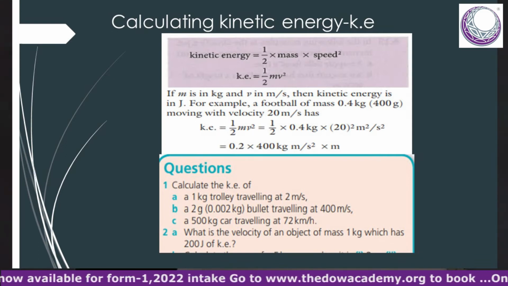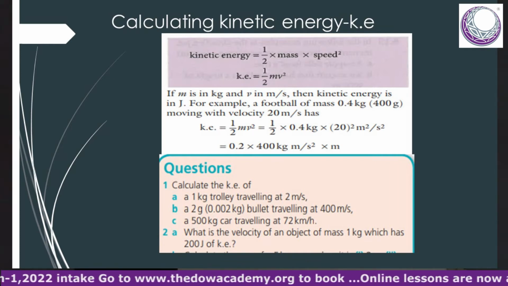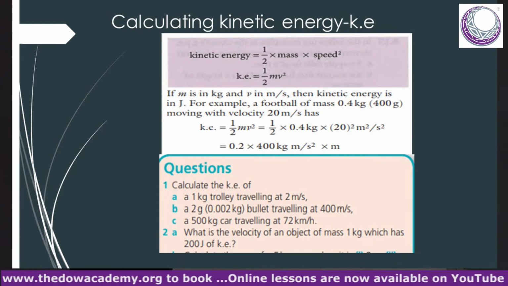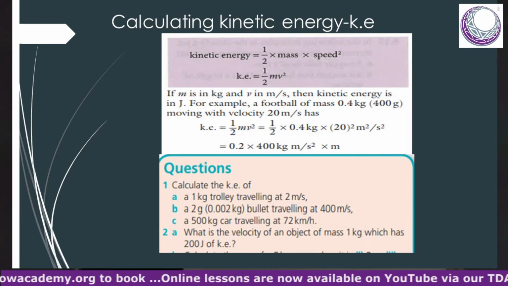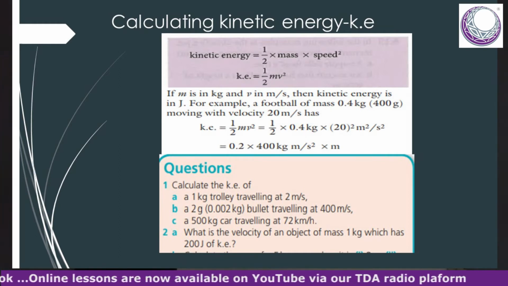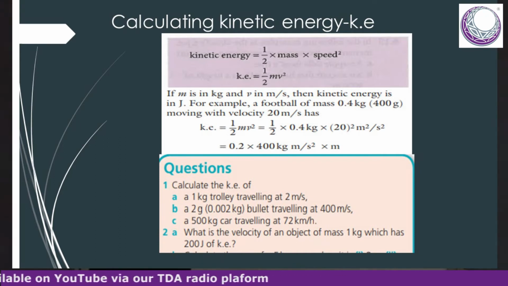For example here, a football of mass 0.4 kgs, which is 400 grams, moving with a velocity of 20 meters per second, has a KE of, let's do the calculation there, KE equals half mv squared. That's our formula there. Always remember to write your formulas. There are credit marks or method marks which are always given for formulas.